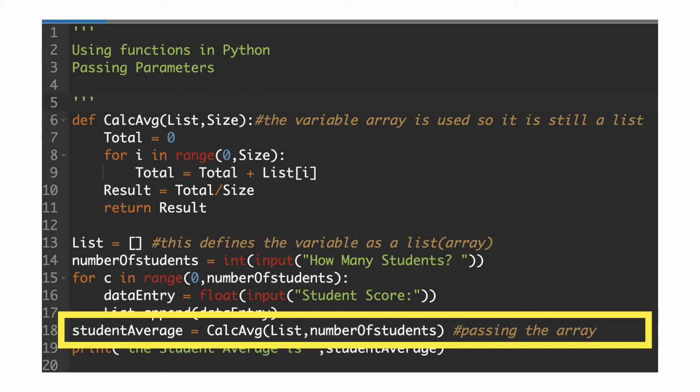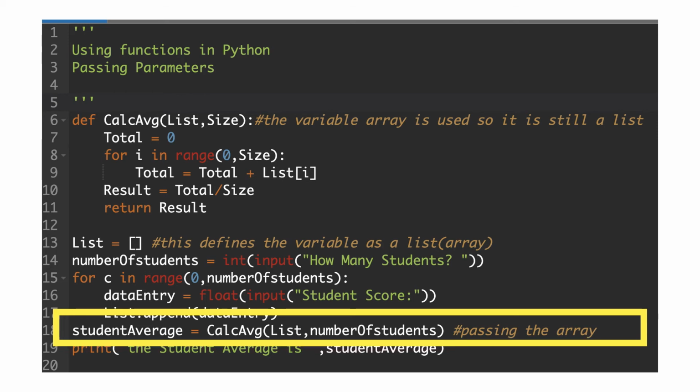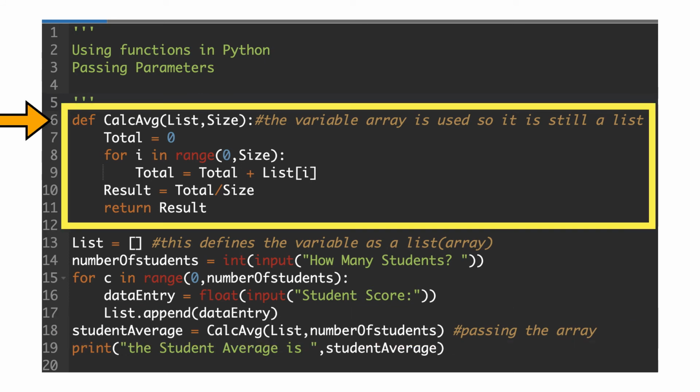So it's got student average, and I want that to equal whatever is returned from the function called calculated average. It's going to send it the variables that have been calculated in this main body, list and number of students. So that's called passing the array. So now we go up to the function. So we're having a look here.